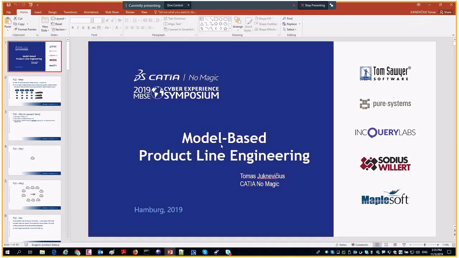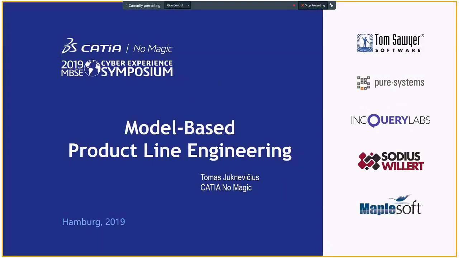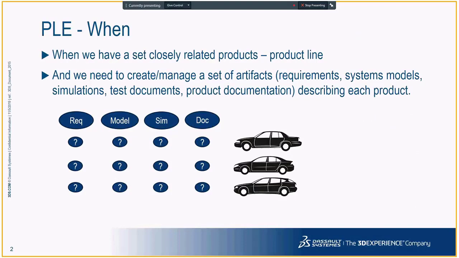Okay. Thank you. Okay, so I will quickly go through some slides that I already have, so that we're on the same page about the PLE. The PLE is applicable when you have a set of closely related products, which are all very similar but different in some details. And you want to develop a set of artifacts for that set of products: requirements, models, simulations, documentation, whatever. So the question is, how do you organize that work?